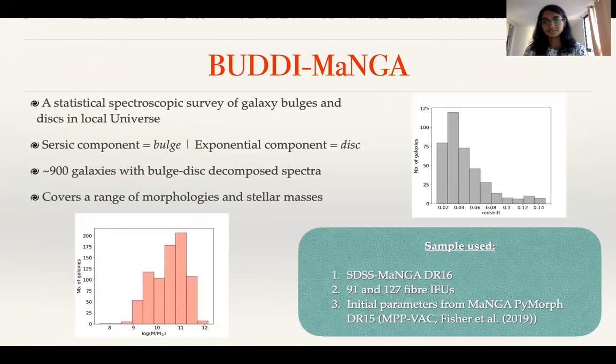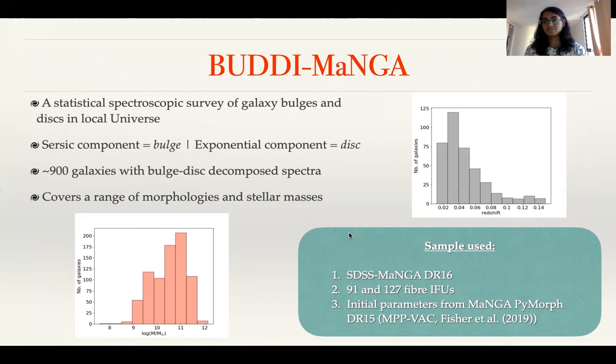While BUDDI has been tested and used on studies with small samples of individual galaxies, this is the first time it has been used for a statistical study on the MaNGA galaxies. BUDDI-MaNGA is a spectroscopic survey of galaxy bulges and disks in the local universe up to redshift of 0.15. Our sample uses the 16th data release of SDSS MaNGA, limiting ourselves to galaxies observed with the largest IFU sizes, which are the 91 and 127 fiber IFUs.